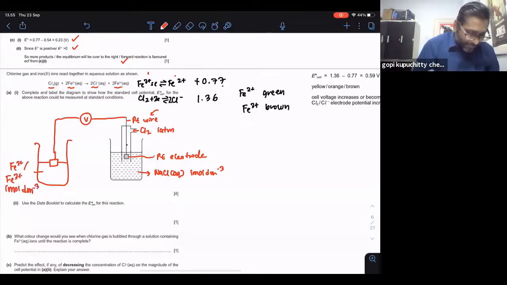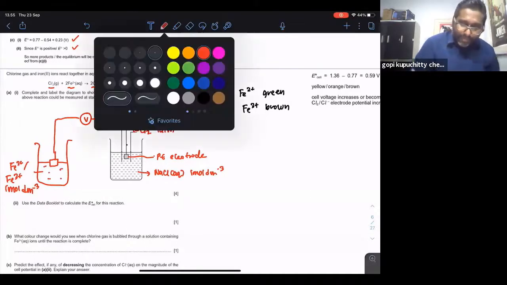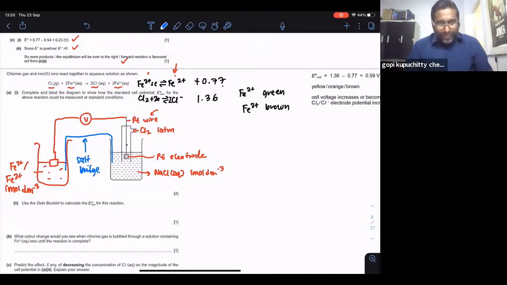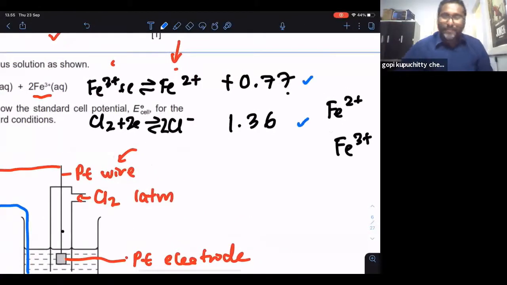Always remember, for ion, always check whether there is going to be H+ or not. In this case, you can look at the half equation. There is no H+, so no need to worry about that. So that is going to be the solutions involved. Then complete the circuit by drawing the salt bridge. That's it. Done. And use the data booklet to calculate. This is the part where you are going to use the data booklet, and I have already taken the values from the data booklet. Directly from the data booklet, you will get these two values.